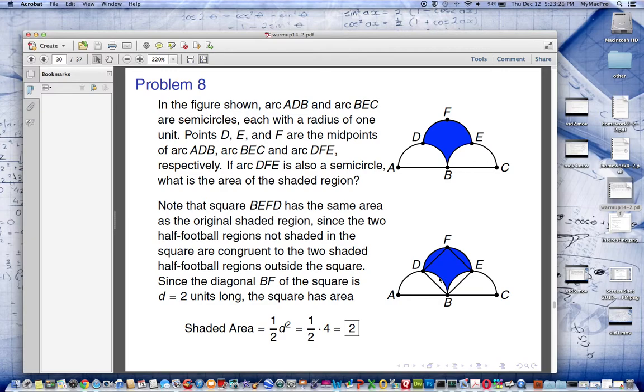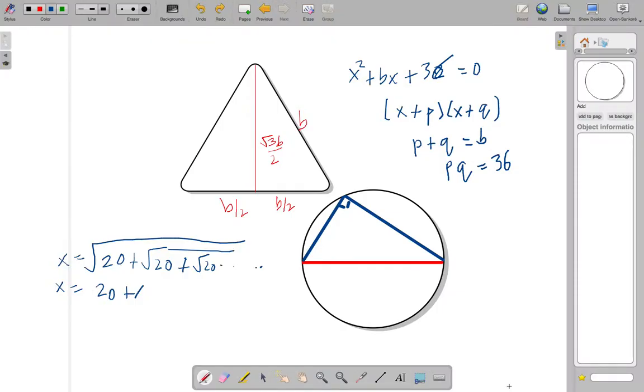In order to find the area of the square, what is the diagonal? What is BF? We know that if we connect D and E, okay, let me show you this. Not a very good diagram, but you'll get the point. If you connect this, that is 1, and if you connect this, that distance is 1.